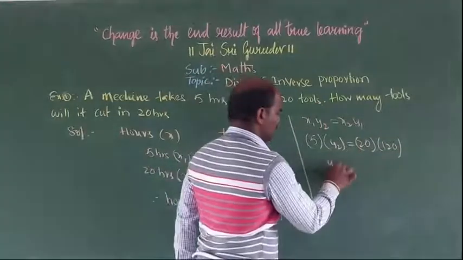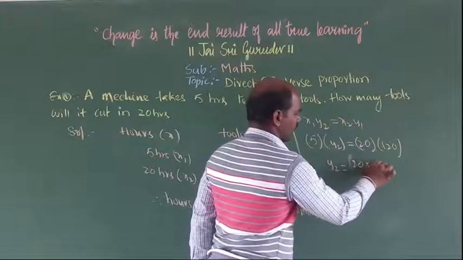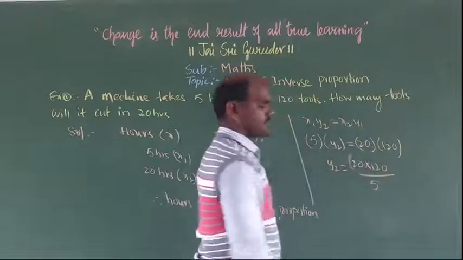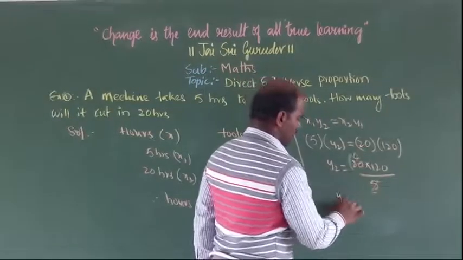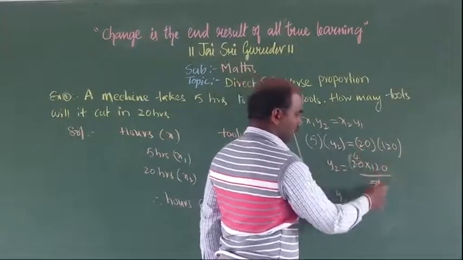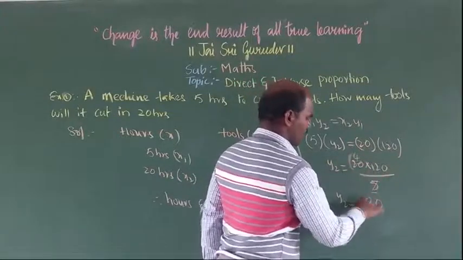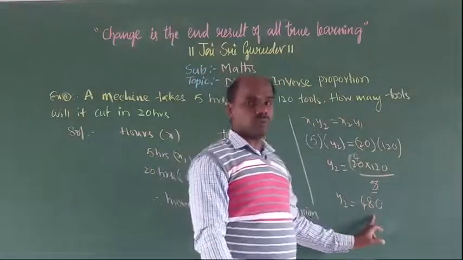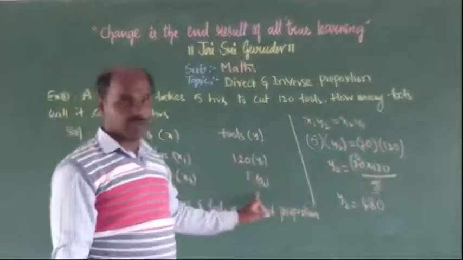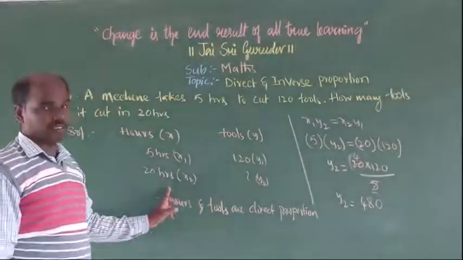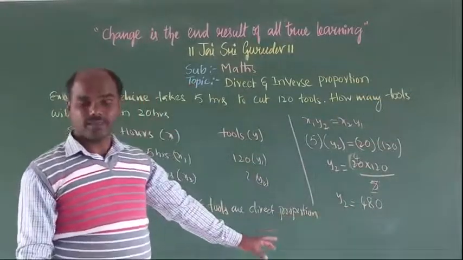So therefore y2 is equal to 20 into 120 divided by 5. Okay, so then 5 ones are 5, 5 fours are 20. That is y2 is equal to 4 into 120, which is 4 times 0 is 0, 4 times 2 is 8, 4 times 1 is 4. So y2 is equal to 480. That means y2 is the tools. So in 20 hours, how many tools can be cut? 480 tools can be cut.